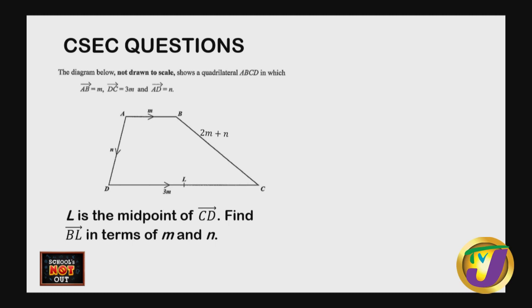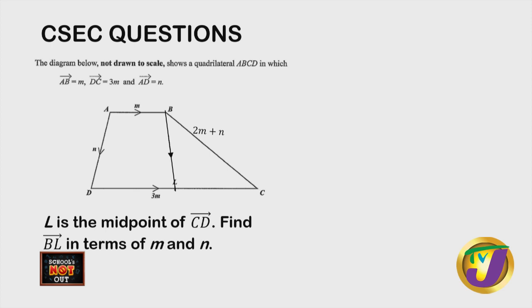I see here where we have now put in a line segment connecting B to L. All right, and so how does that affect that 3M value that we have there? If L is the midpoint, half of it. Great. So what is vector LC? Half of the bigger number, 3, so 1.5. Thank you.